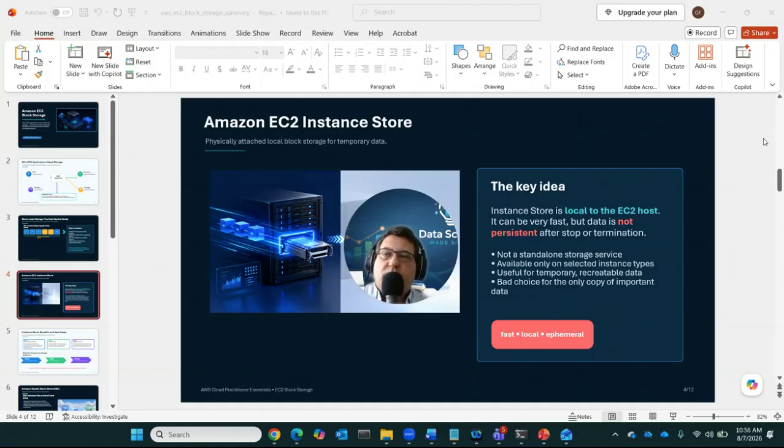If the instance is stopped, terminated, or affected by a failure of an underlying host, the data stored on the instance store can be lost. Why does stopping the instance cause this problem? When a stopped EC2 instance is started again, AWS may place it on a different physical host. The new host does not contain the local disk from the original server.